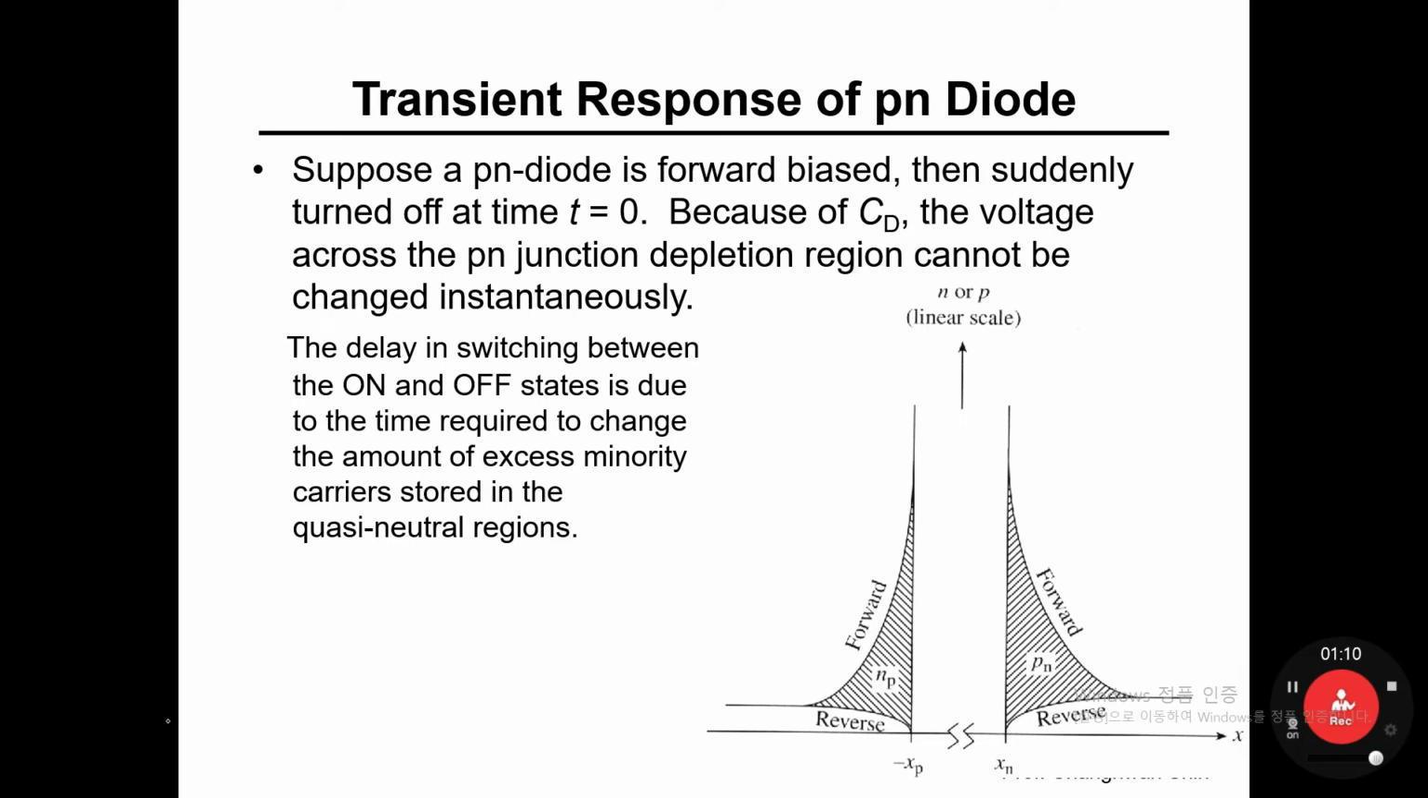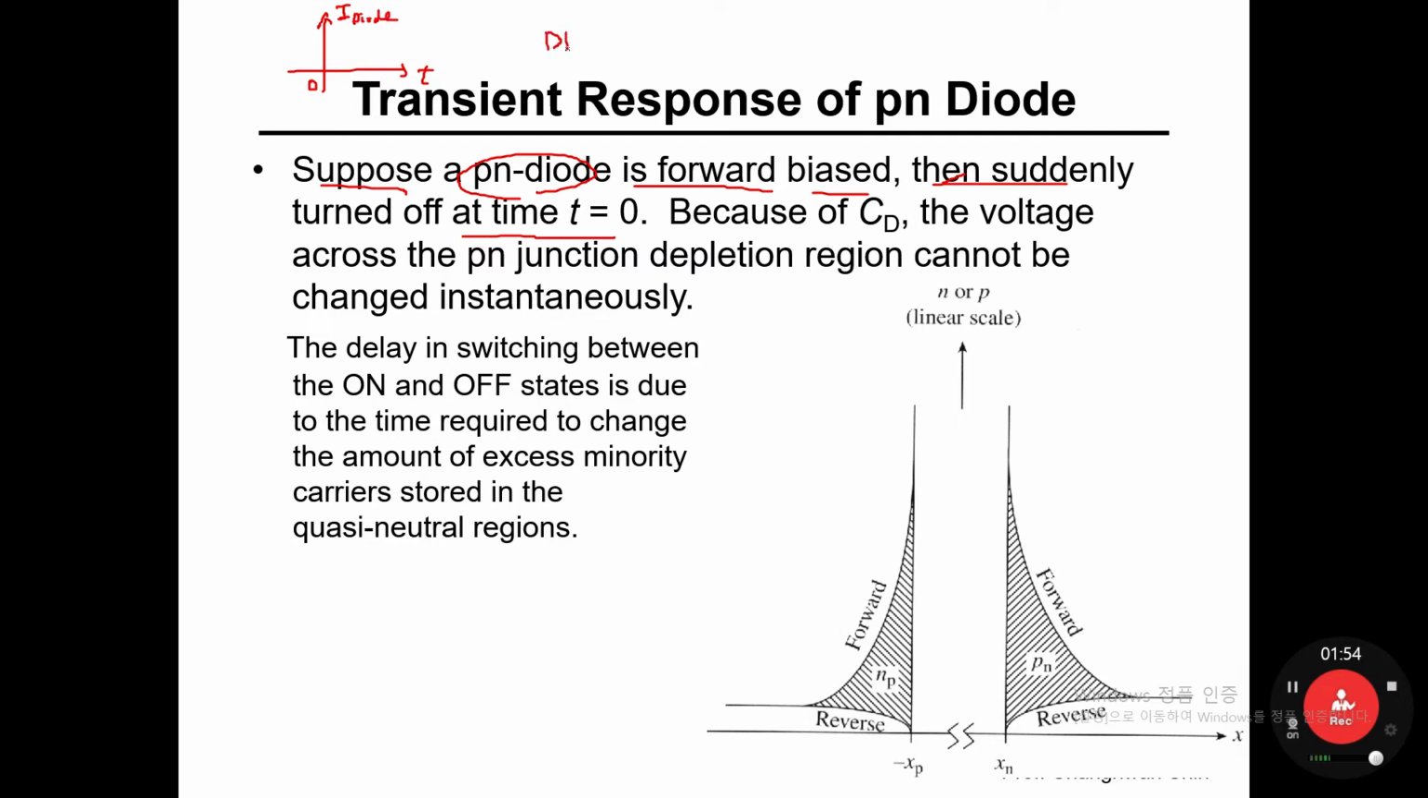Okay, I guess I need to switch my color. Right. So suppose that now the PN junction diode is under forward bias. Okay, and then suddenly the diode has been turned off at time of 0. Can you see that the PN diode is completely turned off at time t of 0 seconds? This is time t, and here 0, and current of diode.